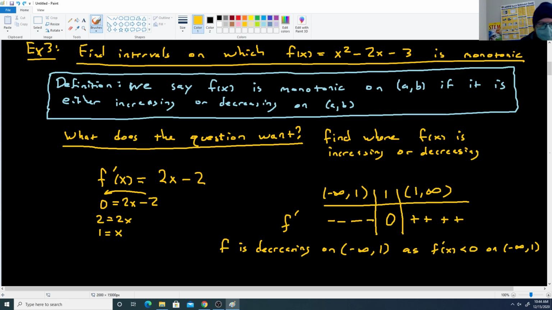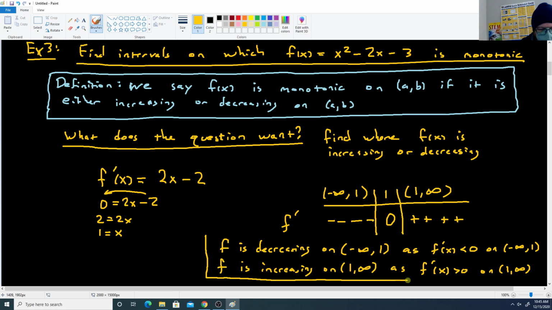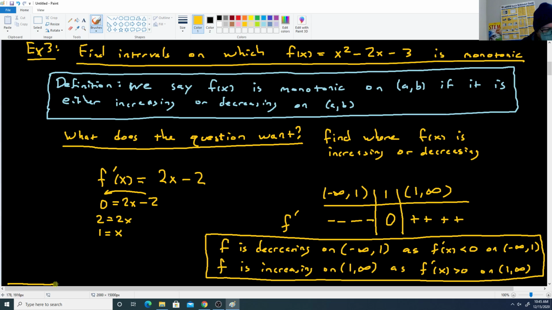And then for monotonic, you need to say where you are increasing and decreasing. We got the decreasing. Then we can say f is increasing on 1 to infinity as f prime of x is greater than 0 on 1 to infinity. And then this is where the function is monotonic. It's decreasing on one region, it's increasing on the other, and we get our function monotonic there.